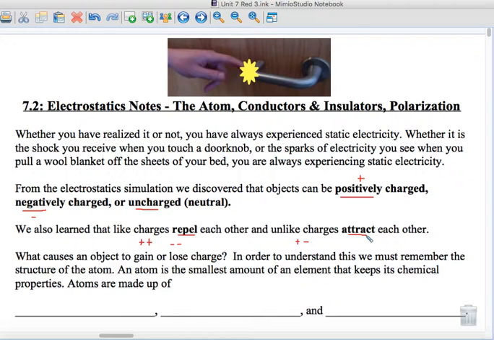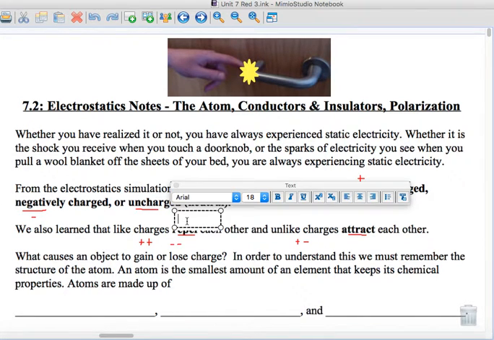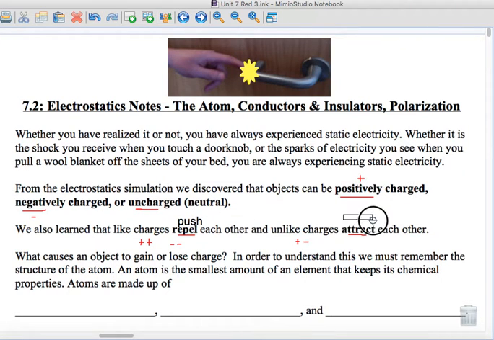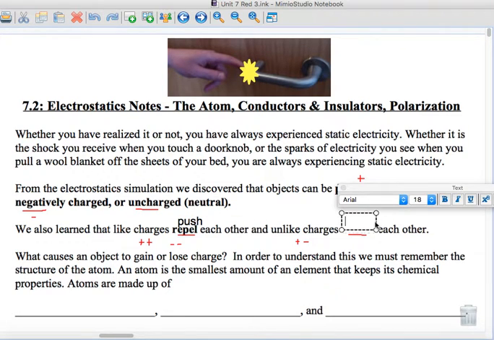They'll pull each other toward each other. Like charges push each other away. Unlike charges attract each other. Like charges push each other away. Unlike pull each other closer.